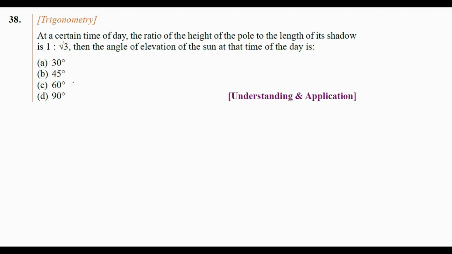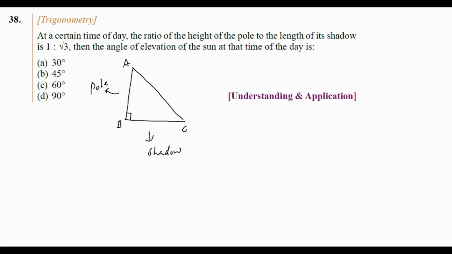At a certain time of the day, consider the ratio of the height of the pole to the length of its shadow. The pole is like this, and it has formed a shadow. So here a right angle is formed. This is the right angle over here. This represents the pole and this represents the shadow.